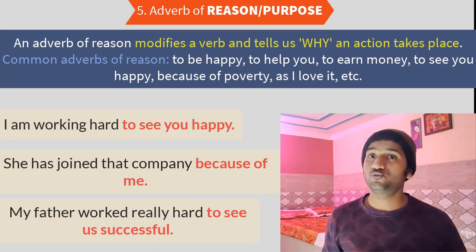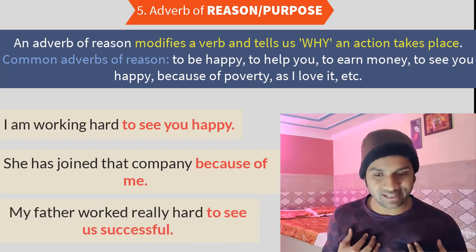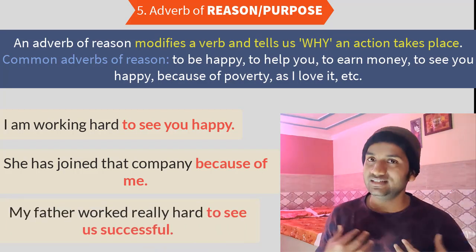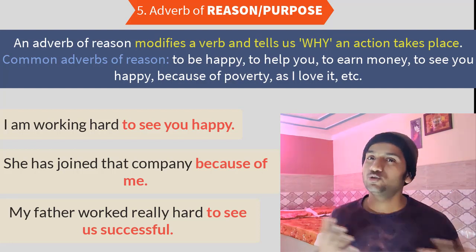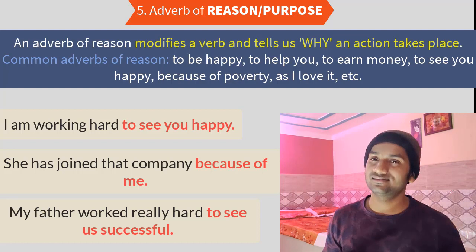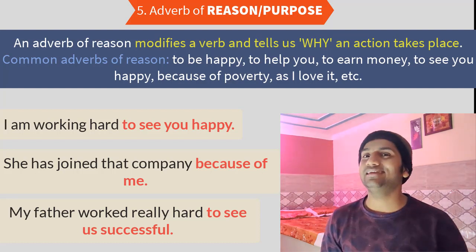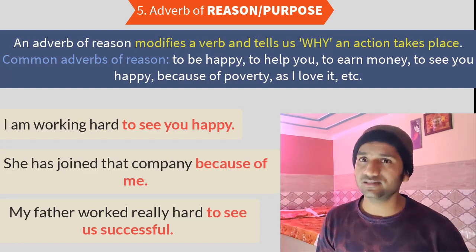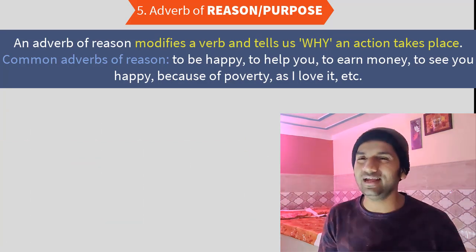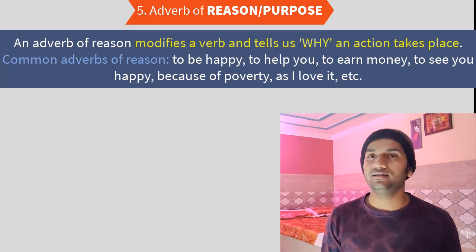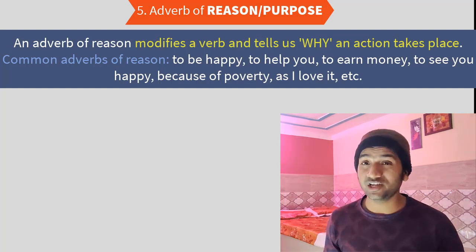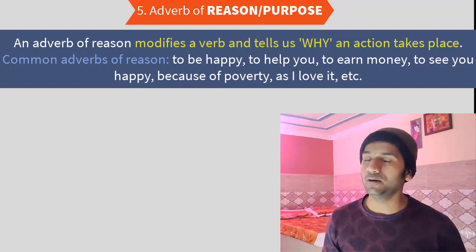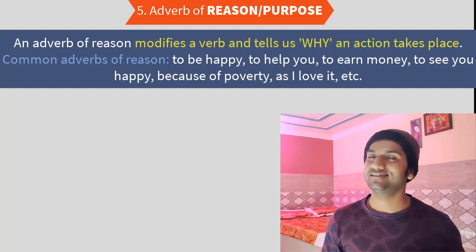My father worked really hard to see us happy, to see us successful. My father worked really hard. Why? To see us happy and successful. So that's how we use an adverb of reason or purpose to talk about why an action takes place. Now again, we can use them after the object of a verb, after the verb, or in the beginning of a sentence as well.